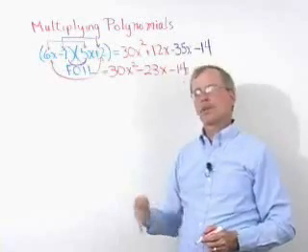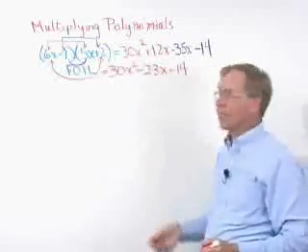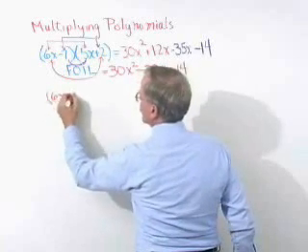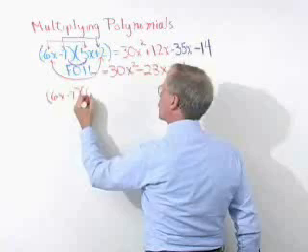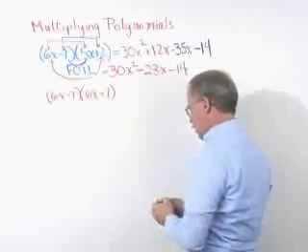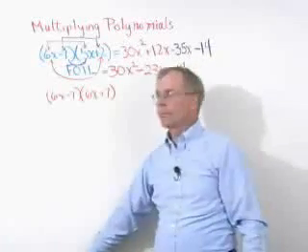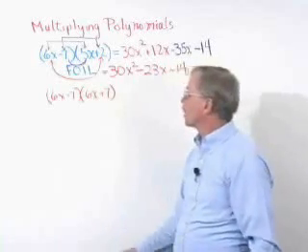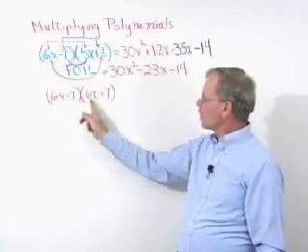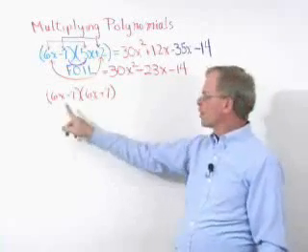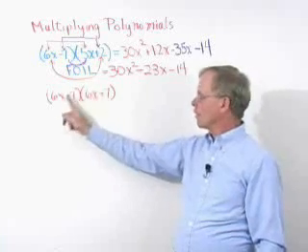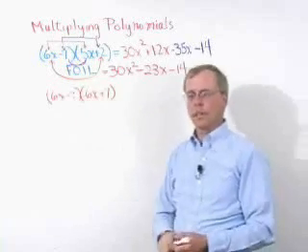Now let's look at some other special binomial multiplications. Let's start again with 6x minus 7, but let's put 6x plus 7 for our second problem. Now this looks very close to being the same thing, but 6x minus 7 and 6x plus 7 is considered to be a sum and difference. You're multiplying a sum and difference of the same quantities.